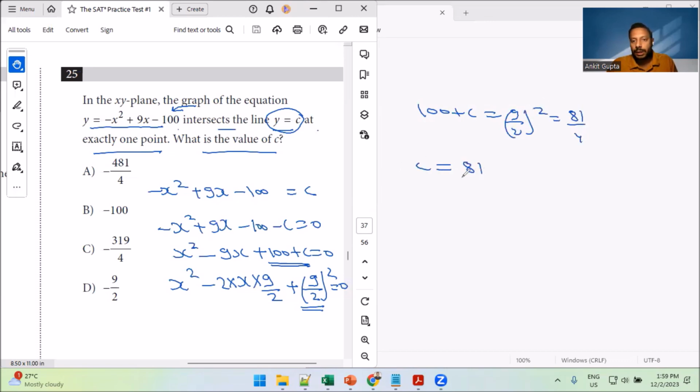Or c is equal to 81 by 4 minus 100, which is 81 minus 400 by 4. And this will be equal to minus 319 by 4. And the answer will be option number C.